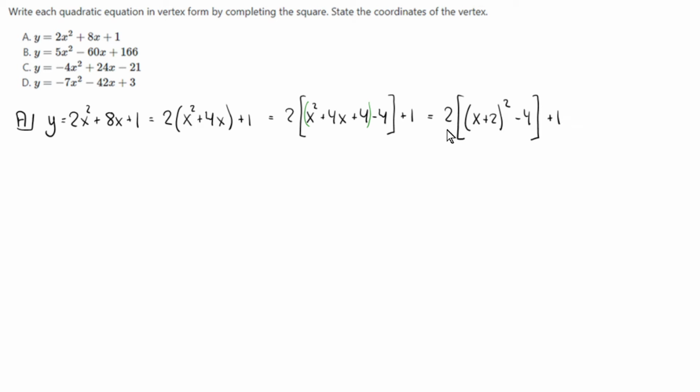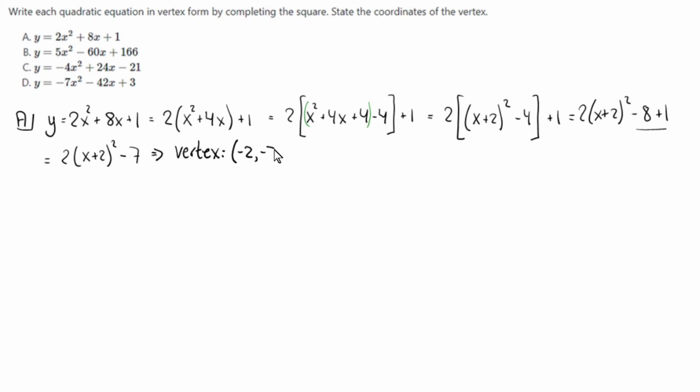Now we're going to bring the 2 back into the bracket. We're going to multiply it in, which is going to give us 2 times x plus 2 squared minus 8 plus 1. We'll combine the last two terms. Negative 8 plus 1 is negative 7. So the coordinates of the vertex are negative 2 and negative 7.